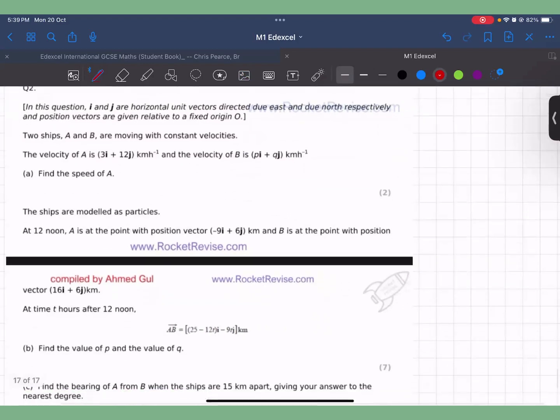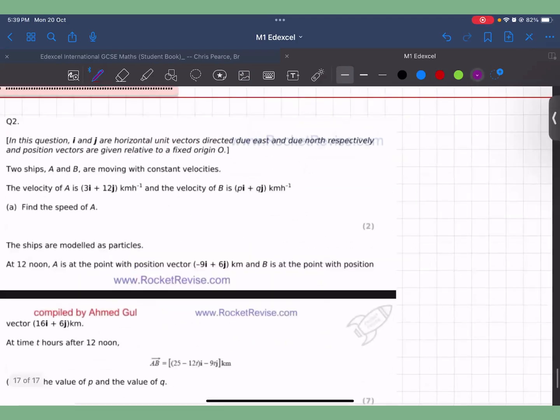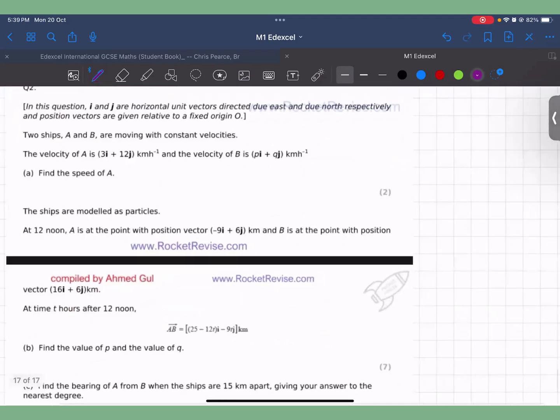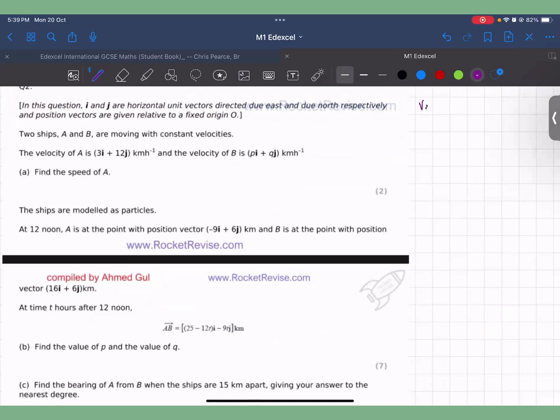Okay. So question number two: two ships A and B are going with constant velocity. The velocity of A is given to us: velocity A is 3i + 12j kilometers per hour, and the velocity of B is pi + qj. Find the speed of A. So this part is, I think, easy.